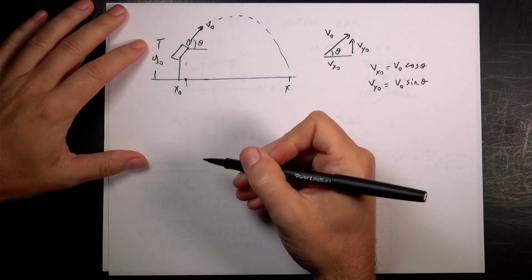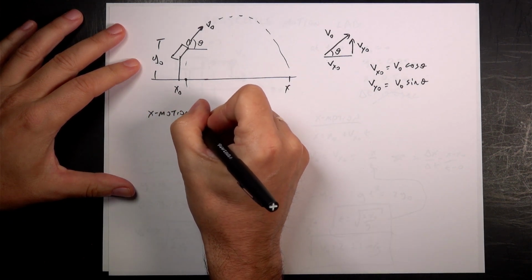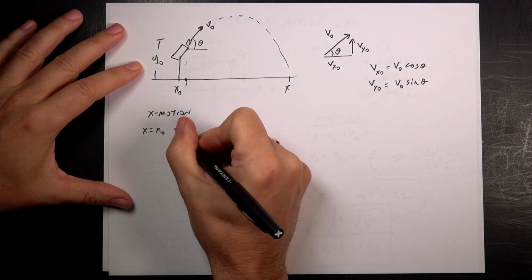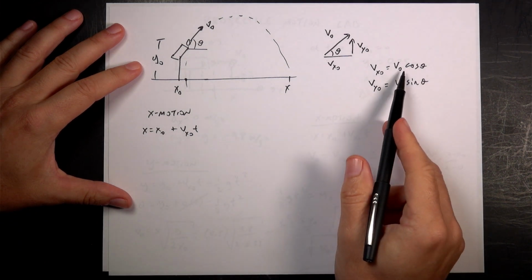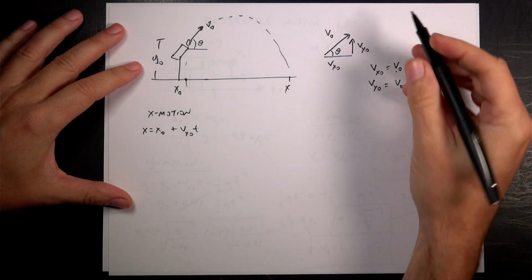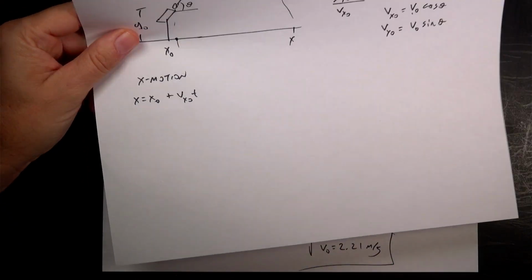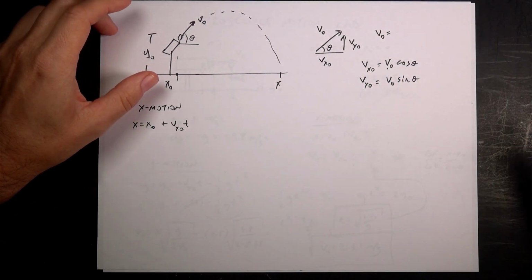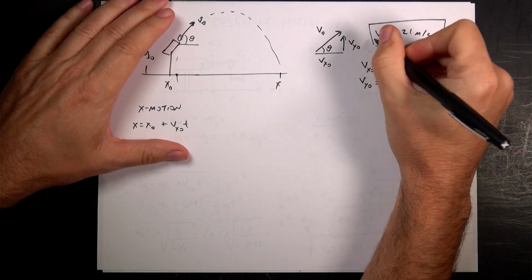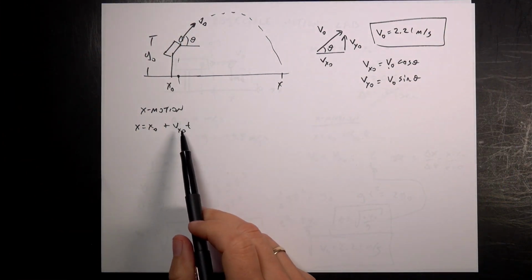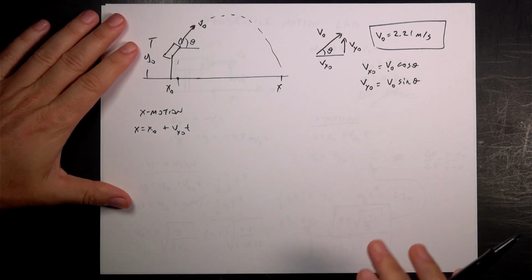So let's write down our x motion equation, just like we did before: x equals x0 plus vx0 t. That's it. Now, instead of vx0, this is just going to be a number. I just found the launch velocity: v0 equals, what did I say it was? 2.31? 2.21. Yeah, 2.21 meters per second. That's important. And I know theta, so you could just write this as a number. I'm not going to put the number in until the end, because that's the way I like to roll.